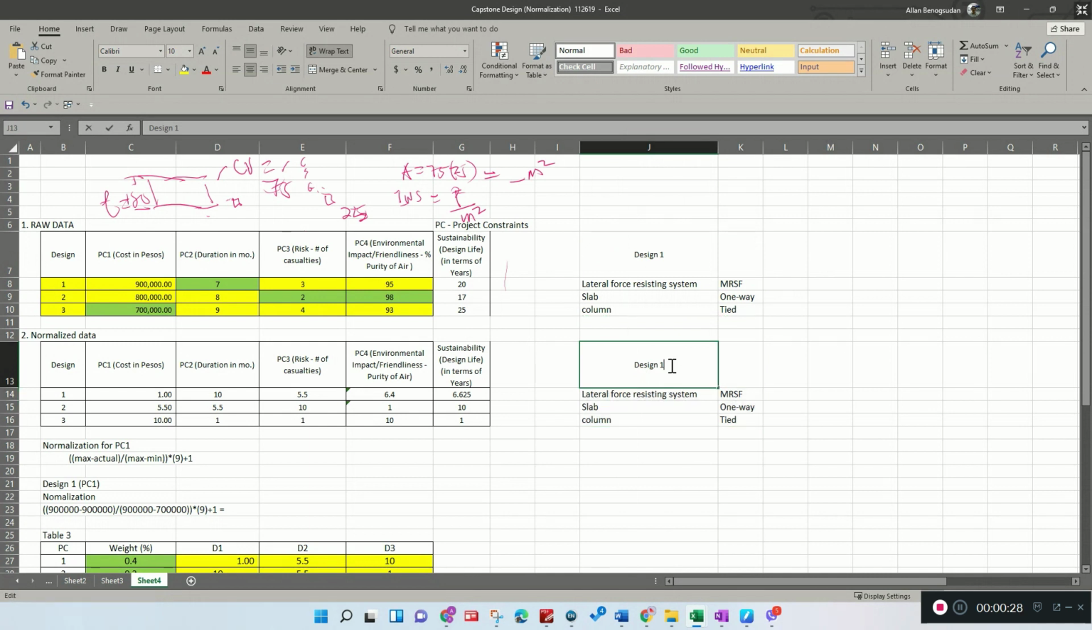So design 2. Now I can say its lateral force resisting system, MRSF, but this one I can say two-way. And that one, because we did it already here, you can have, what do you call this, spiral. Would that suffice? What do you think? What about the beams?